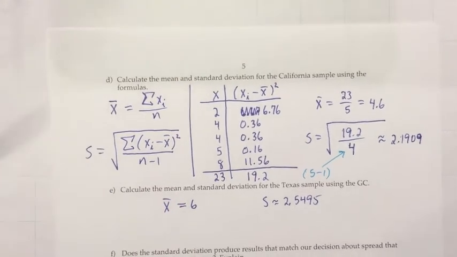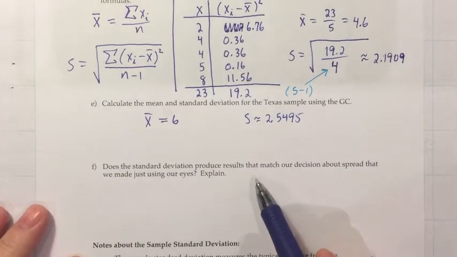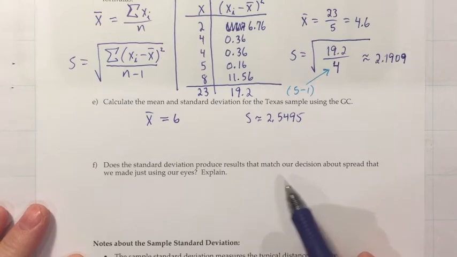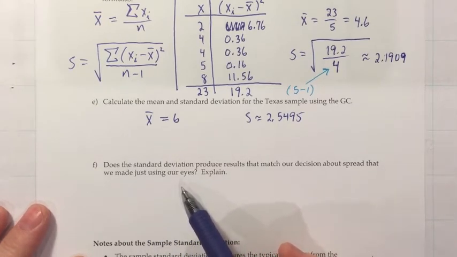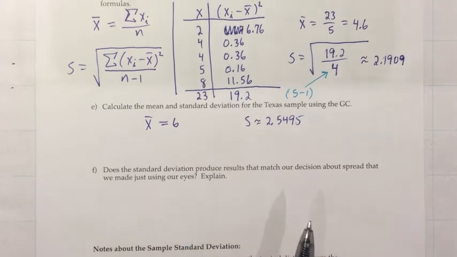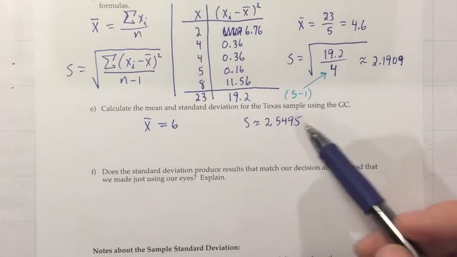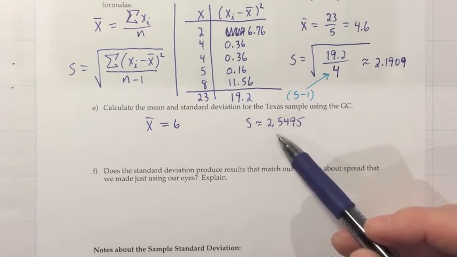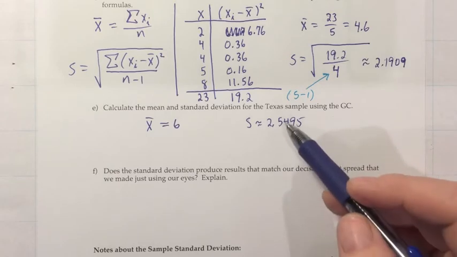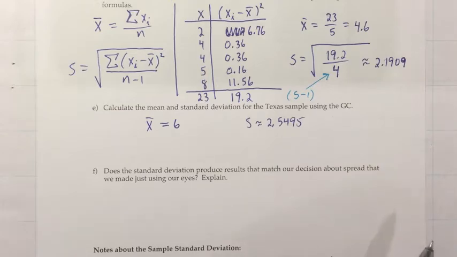Alright, so now let's see what that's used for. Does the standard deviation produce results that match our decision about how spread out the data was that we made when we were just using our eyes? And explain. So let me bring that paper back in. When they asked us to do it by eye, I said Texas looked more spread out. So how is this a match? Well, it turns out that when the standard deviation measures spread, the way that works is the bigger the number, the more the spread. So I thought Texas was more spread out, and notice its standard deviation is a little bigger than the standard deviation for California.